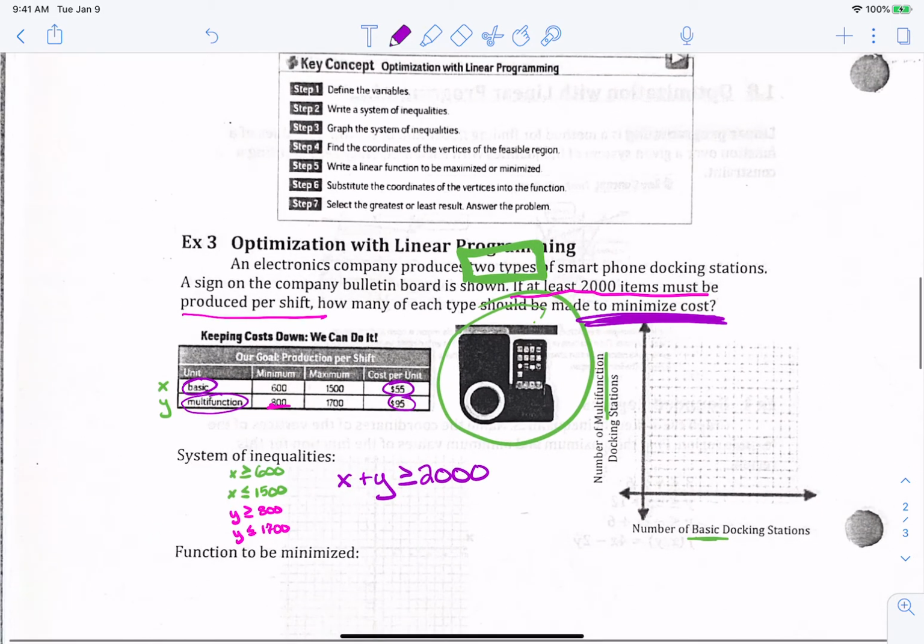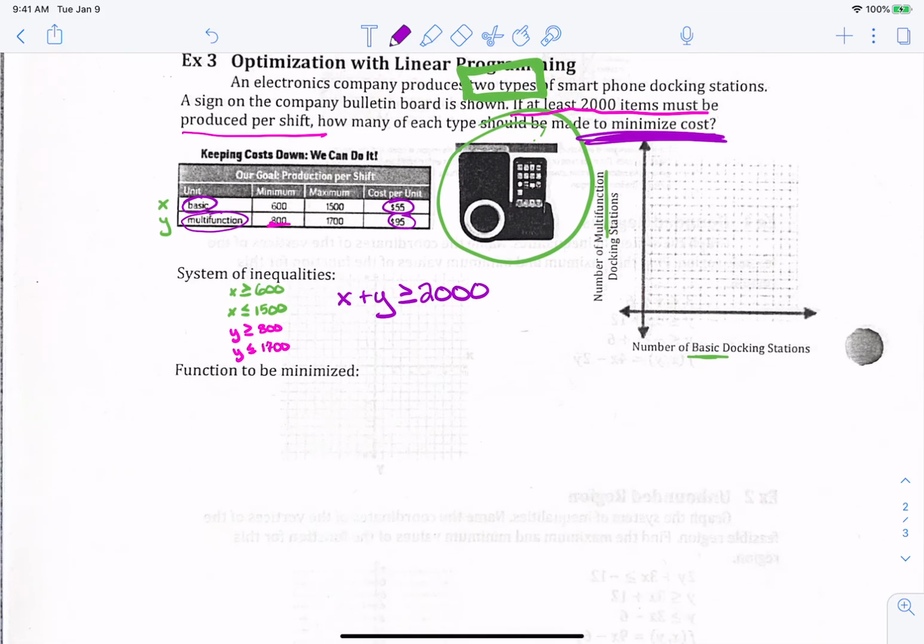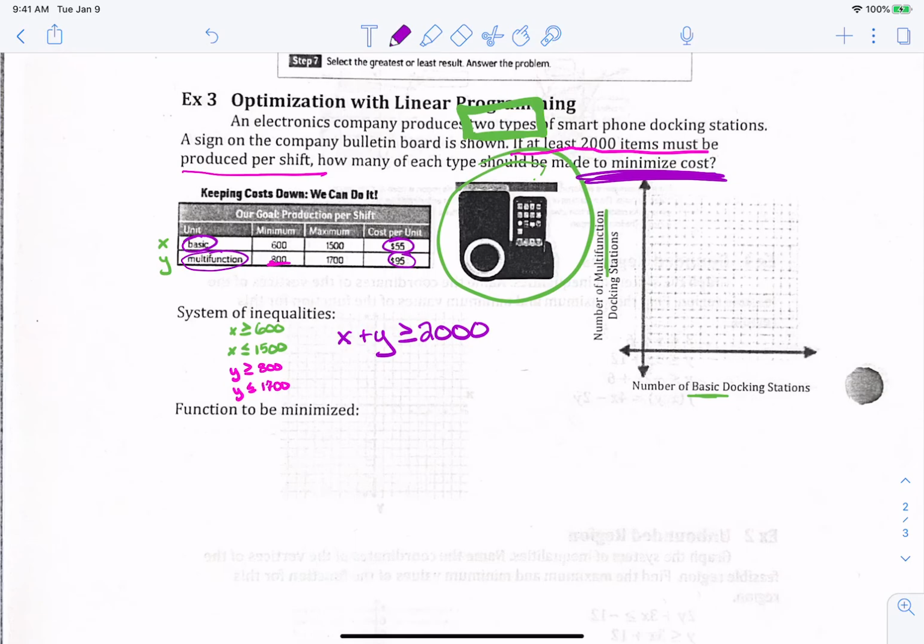So we're going to graph all these inequalities. Oh, wait. Function to be minimized. So what determines my cost? I'll call this f of x, y. That's how they labeled it up here. How do I determine the cost? X times 55, so 55x, plus 95y. That's going to determine how much my cost is, and that gives me the total amount of my cost.